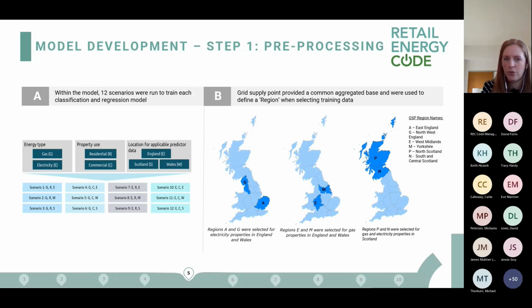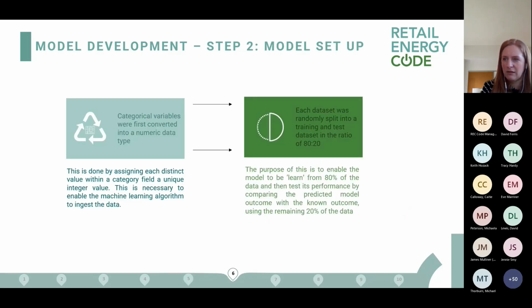Okay, we'll go on to the next slide. So the next step was around how we actually set the model up. A lot of the data sets and variables we were working with were categorical variables, so we had to convert them into numeric type. That was necessary to enable the machine learning algorithm to ingest the data. And then, as I mentioned, we randomly split the reliable regions into a training data set and a test data set, and we used an 80-20 split for that.